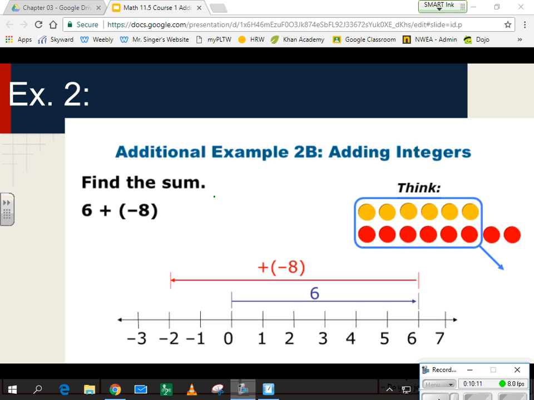So here I'm using a number line again to show what 6 plus -8 is. Also used some colored dots up here. The positive numbers I made yellow, so you see there's 6 there. And for the negative numbers, I used 8 red dots.